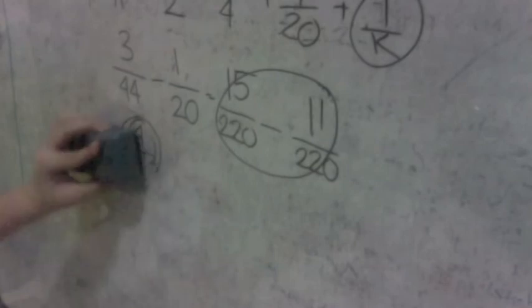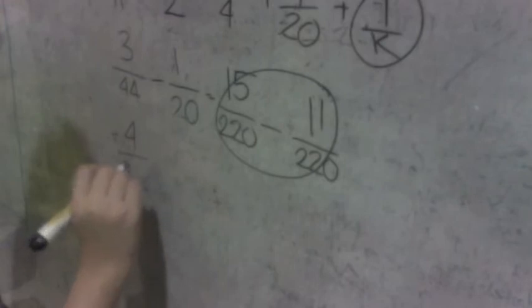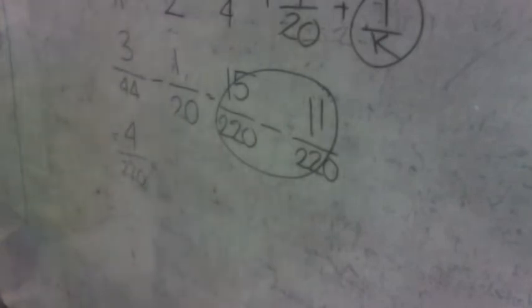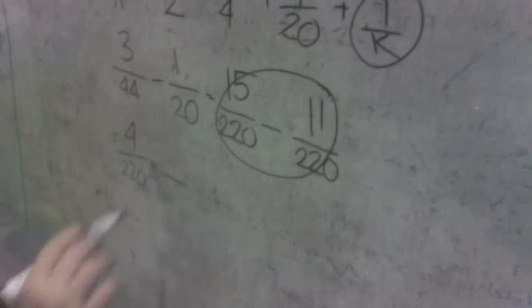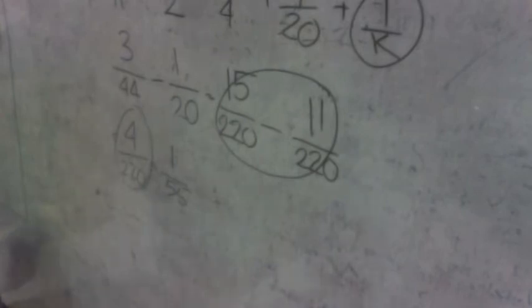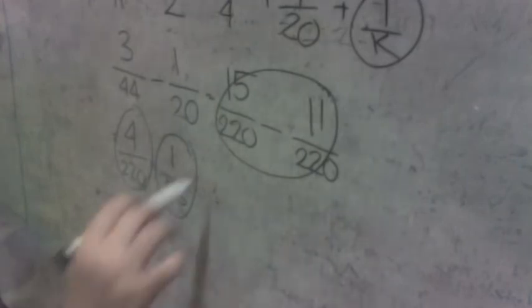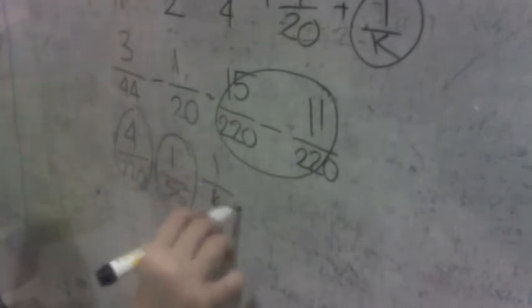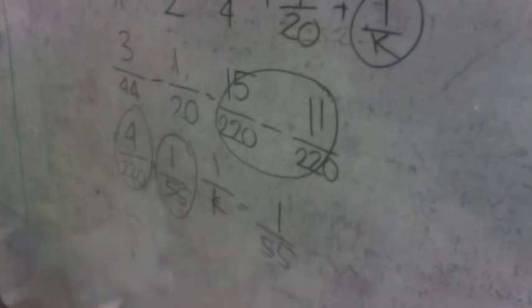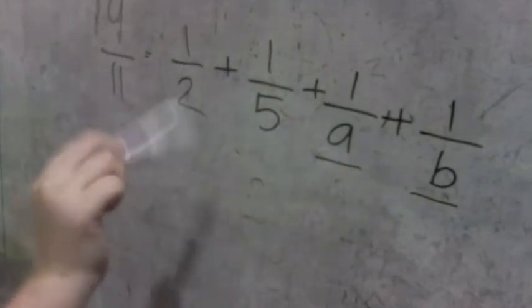So I'm going to erase this. 4 over 220 can be simplified to 55 and 1. So 1 over k is 4 over 220, which has been simplified to 1 over 55. So 1 over k is 1 over 55. Now we're going to work on this question.